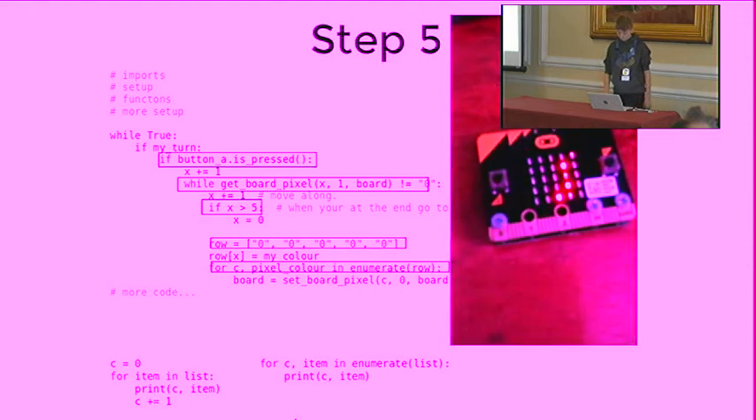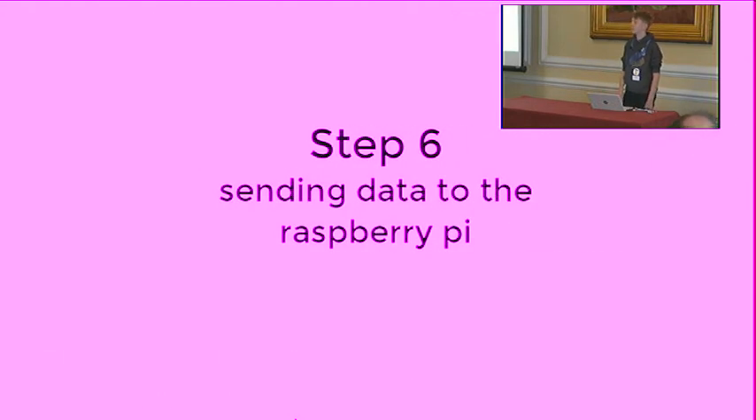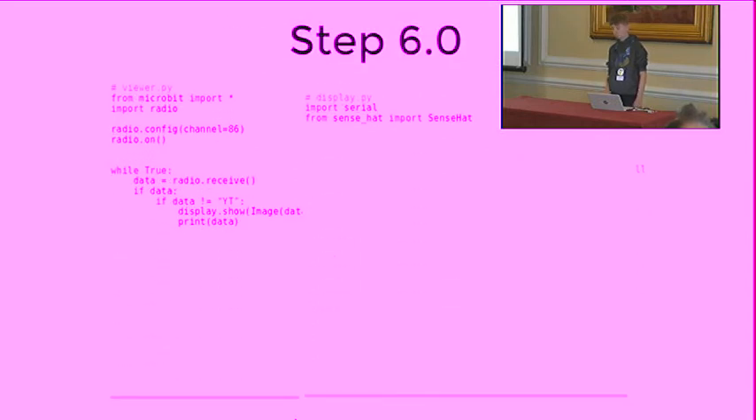So step 6 is sending the data to the Raspberry Pi, because as you saw earlier, it's incredibly difficult to see what's going on, so having another display is great, and other people can see your competitive games of Connect 3.